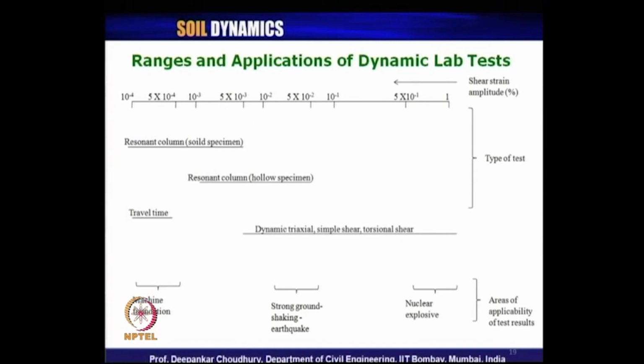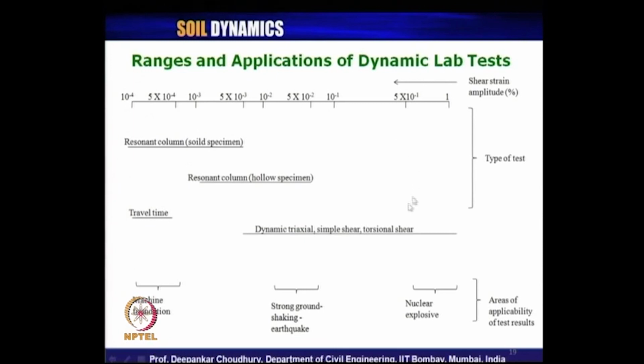That is why when we classified our laboratory tests, we classified them into small strain tests and high strain tests. Small strain is basically the resonant column and travel time methods, which can be classified as small strain testing procedures, whereas the tests of dynamic triaxial, simple shear, torsional shear are classified as high strain testing procedures. Another in this small range comes the piezoelectric bender element test, which we also have discussed. There also you are effectively measuring the travel time. So, that is again a small strain laboratory test.